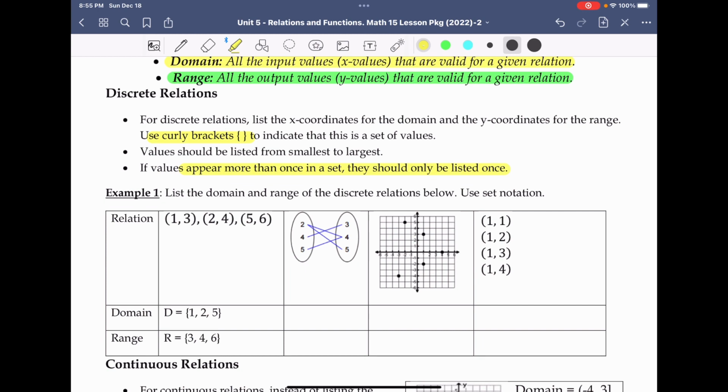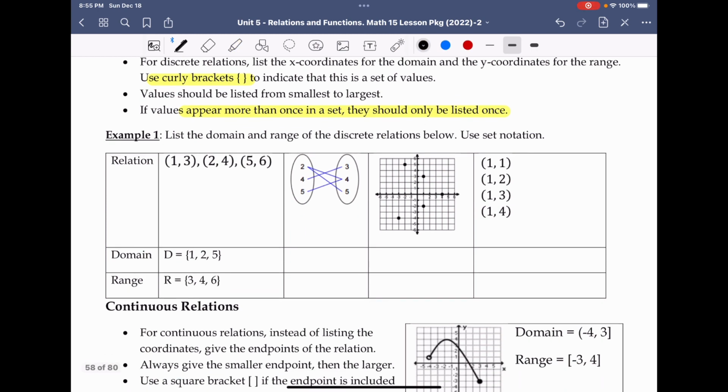So we look at the example below and we say, okay, if we're given the relation of these ordered pairs, (1, 3), (2, 4), (5, 6), then our domain is all the possible x values. So we'd go, okay, 1, 2, and 5 represent my x values. So I put the curly brackets and I list out 1, 2, 5, and then close the bracket. Similarly, I look at my y values for my range and I go 3, 4, and 6 are my range values, or the y values. And because it's discrete, or just specific points and not continuous data, we put them in curly brackets and list our 3, 4, and 6 in numerical order.